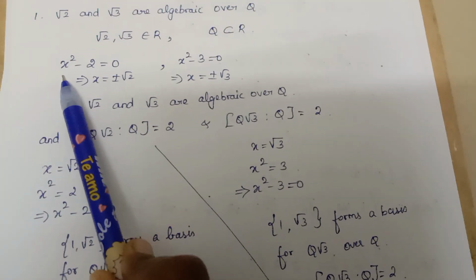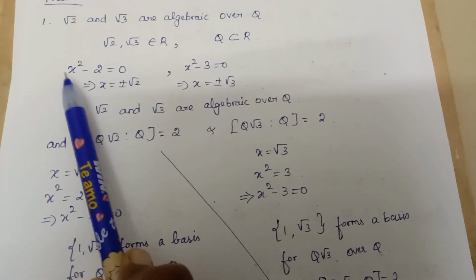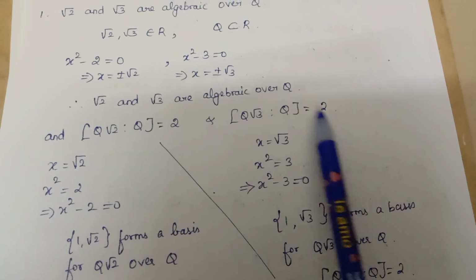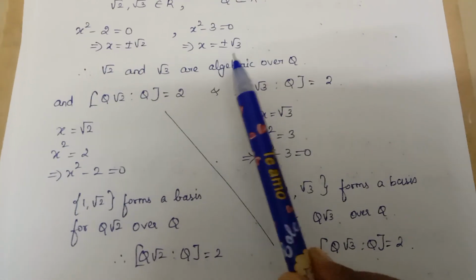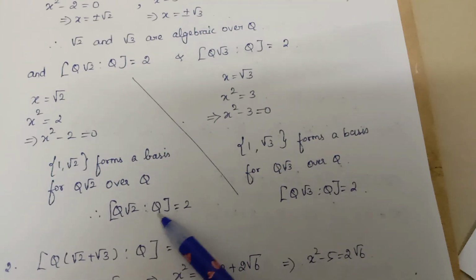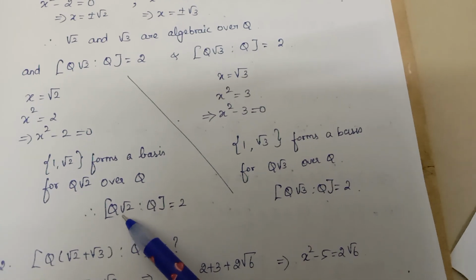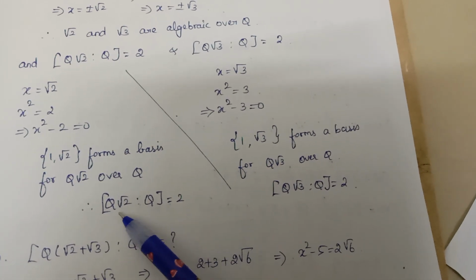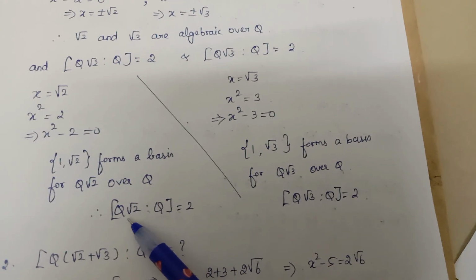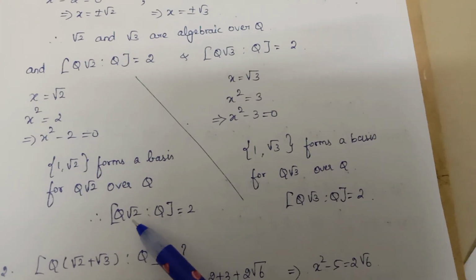This is the smallest degree polynomial satisfied by root 2. And similarly, degree of Q(root 3) over Q is equal to 2. In this way, you can identify. Otherwise, by definition, how do you find degree of Q(root 2) over Q? That is, how do you find degree of an extension field over a field? You have to consider the dimension of the vector space.